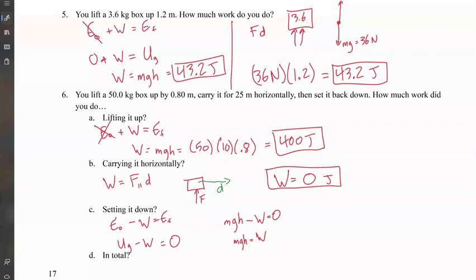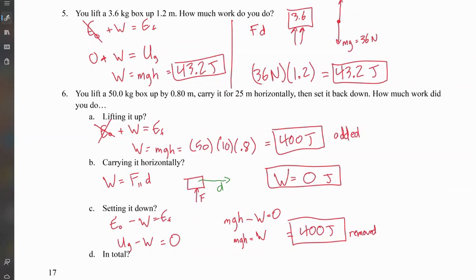Well, it's the same mass, 50. It's the same g, 10. It's the same height of 0.8 meters. So our work in this case will be the exact same as what it was before. But we have done negative work. So this is 400 joules removed as opposed to the 400 joules we added previously.